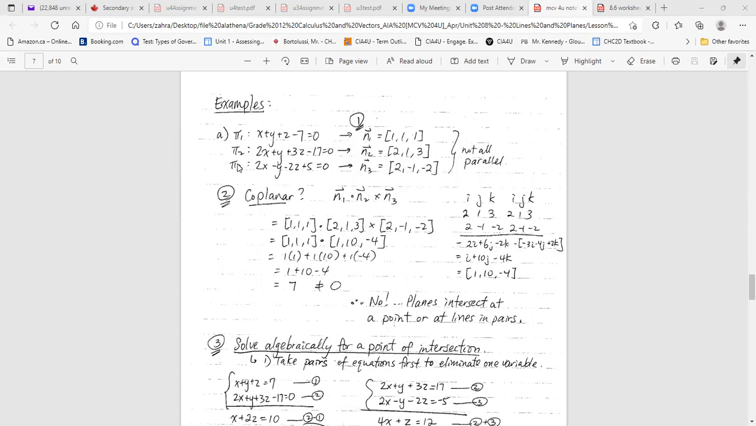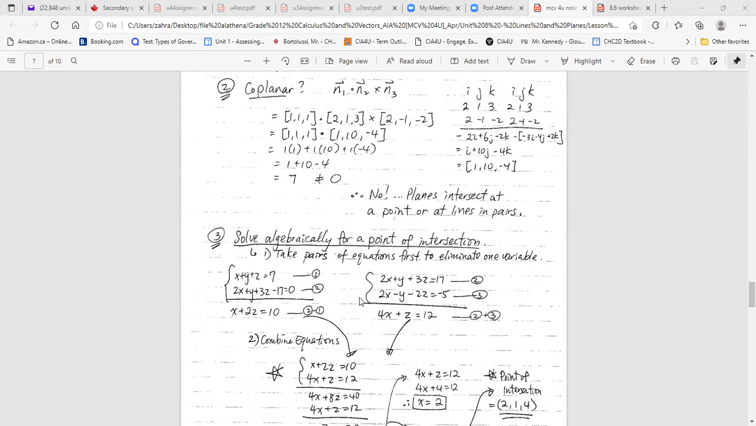We have 3 planes. The normal of this is 1, 1, 1. Here is 2, 1, 3. Here is 2, -1, -2. As you see, they are not multiples of each other, so they are not parallel. We need to check if they are coplanar or not. So take N2, cross it with N3. I hope you remember how to do the cross product. And then the result, you dot it with the last vector. So we see that it's not coplanar. Therefore, it could have a point of intersection.